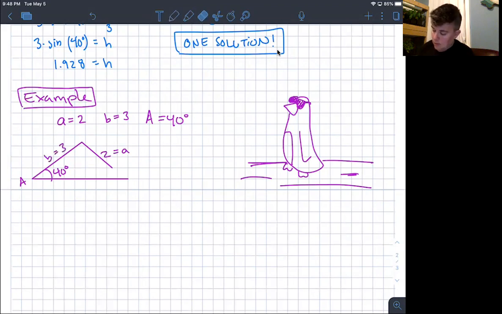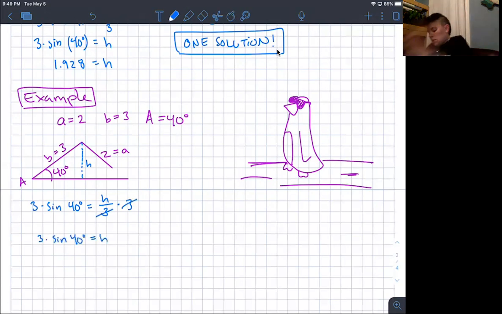So to figure out how many solutions, we need to calculate that height right there. So I'm going to say the sine of 40 degrees equals the height over 3. And y'all, you don't need to do this every time. If you can just remember that the height is equal to this side times the sine of this angle, that's fine. You can just write that down. I'm just kind of showing you, if you don't remember how to get there, you can use this little calculation.